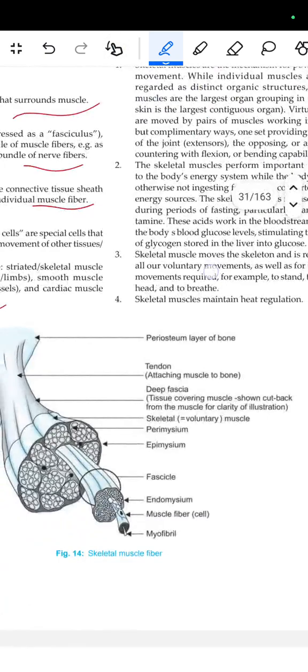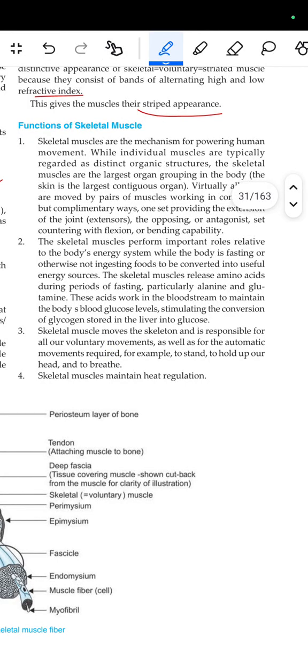फिर आता है functions of the skeletal muscle. The skeletal muscles are the mechanism for powering human movement, while individual muscles are typically regarded as a distinct organic structure. The skeletal muscles are the largest organ grouping in the body. The skin is the largest contiguous organ. Virtually all joints are moved by pairs of muscles working in a contrasting but complementary way.